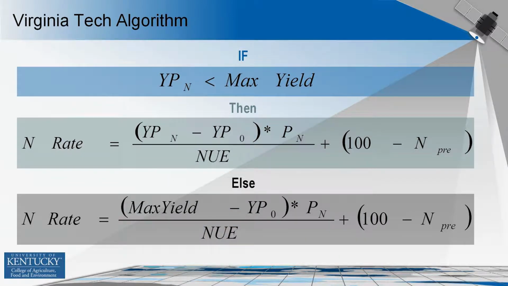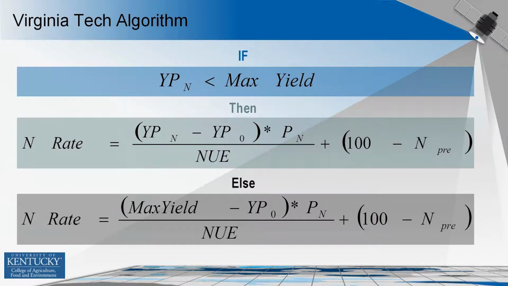Up at the top, the first thing we see is that if the yield with nitrogen is less than the max yield, then the nitrogen rate is going to be equal to the yield predicted if we fertilize, minus the yield without nitrogen, times the nitrogen concentration, Pn, in the grain, divided by nitrogen use efficiency, NUE. And then we add in there the 100 kilograms per hectare, about 100 pounds per acre, that we know we need to prime the system, minus what we've already got down in pre-plant. And then there's an else statement. So we say if the yield with nitrogen is less than max yield, we do the first thing.